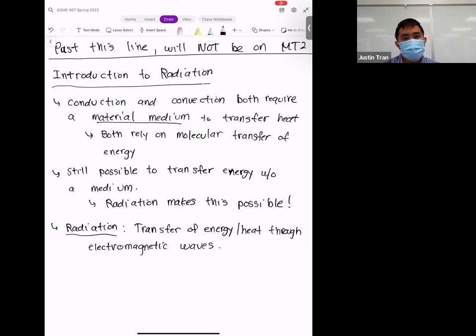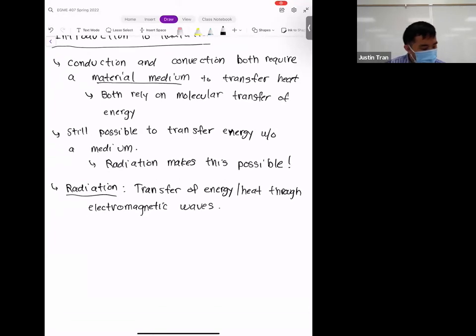We'll still see the same concepts, and we'll still see thermal resistances. We'll still see thermal circuits. The way that we're going to compute those is going to be a lot different here, mostly just because the physics are quite different. Okay, so let's dive into radiation a bit more.